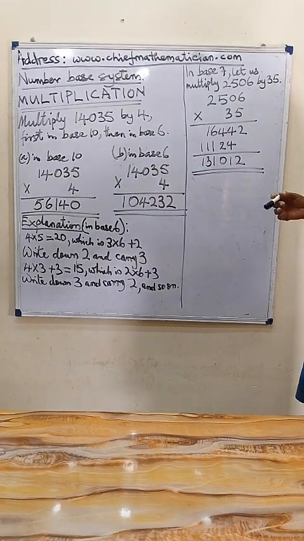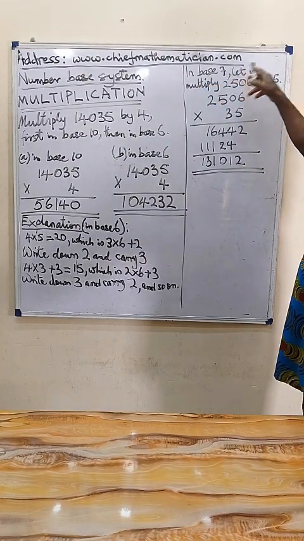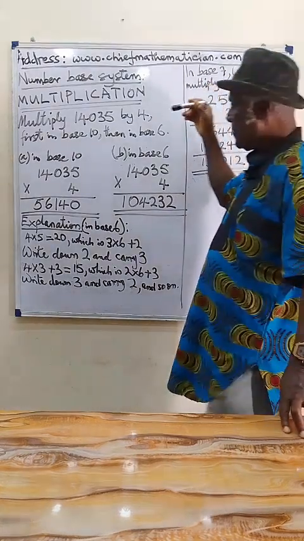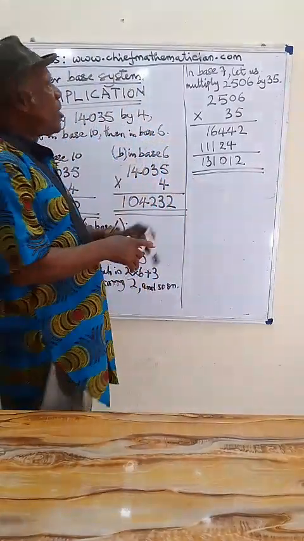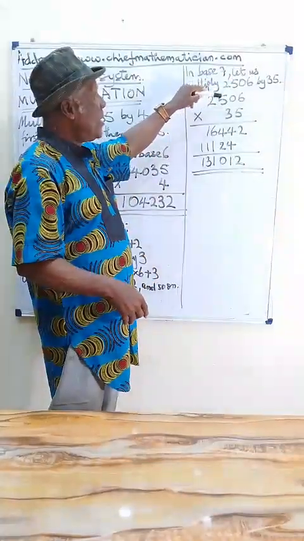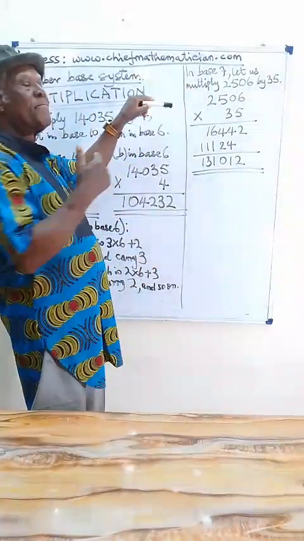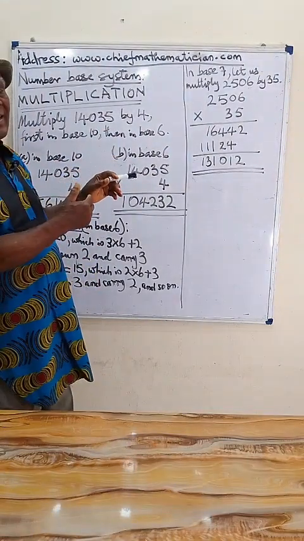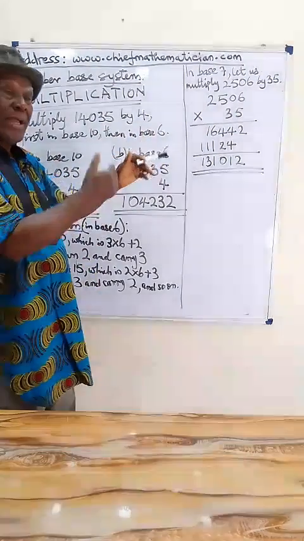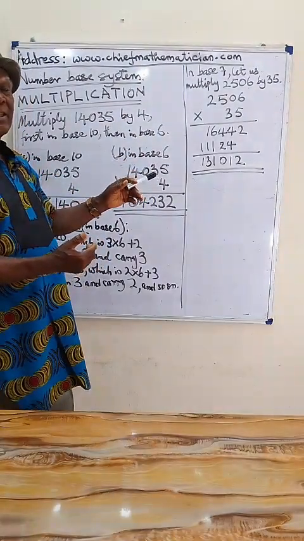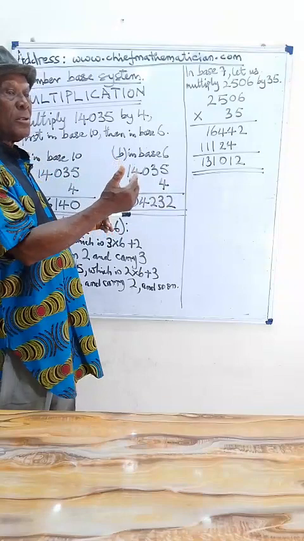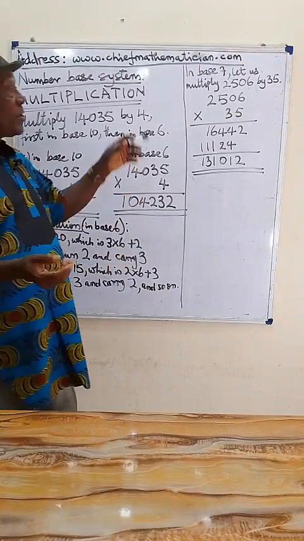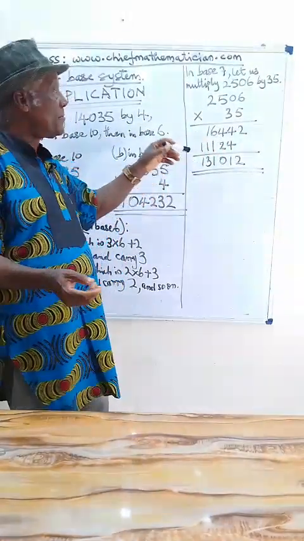Let us do something in base 7 this time. Let us multiply 2506 by 35. I want us to use this example because we shall be involved in shifting, which we usually do when you are multiplying numbers in base 10. If you are multiplying a number by a number with more than one digit, you shift your results before doing addition in base 10. We are familiar with that. But let us extend it now to base 7.